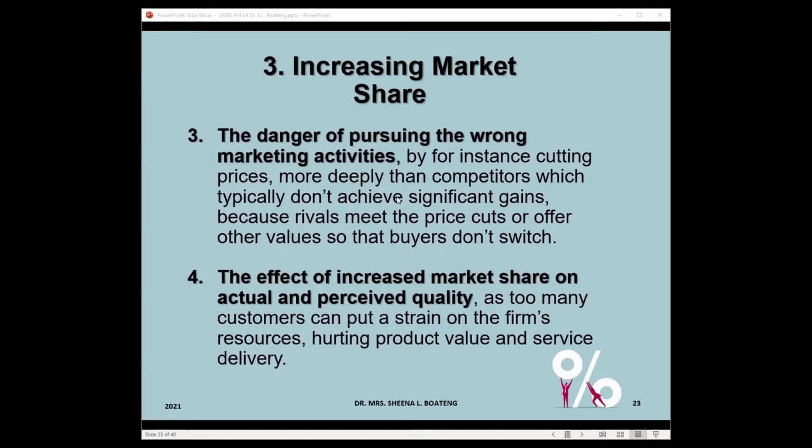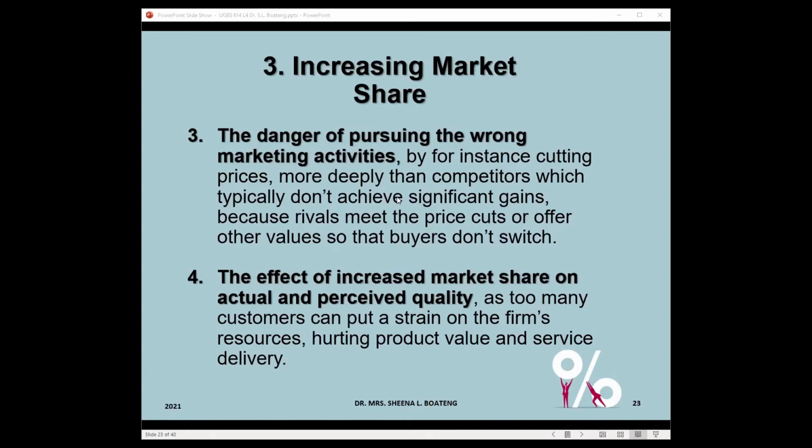And finally, the firm also has to think about the effect of increased market share on actual and perceived quality, because evidence shows that some firms tend to expand at the expense of the quality of their product or service. And this is because their focus is so much on the expansion and gaining more market share and a larger number of customers that they do not necessarily consider how this larger number of customers they are going to obtain will put a strain on their resources and their ability to continue to deliver the product value or the service value that earned them the market leader position in the first place.